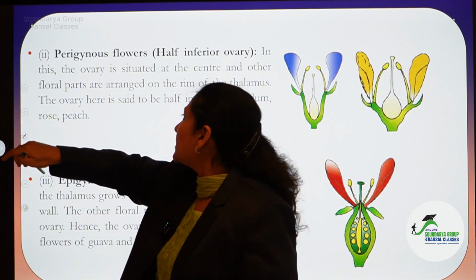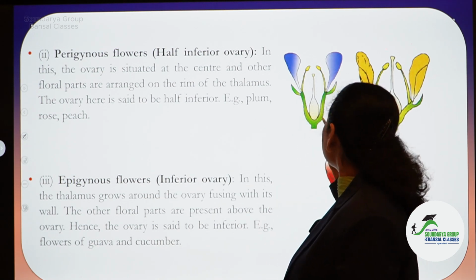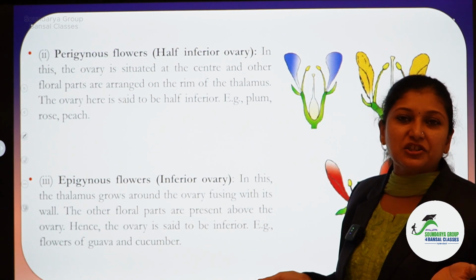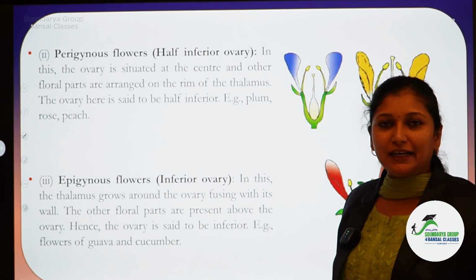Then next one is the perigynous flower. You can see here that it's not completely superior, not completely inferior.